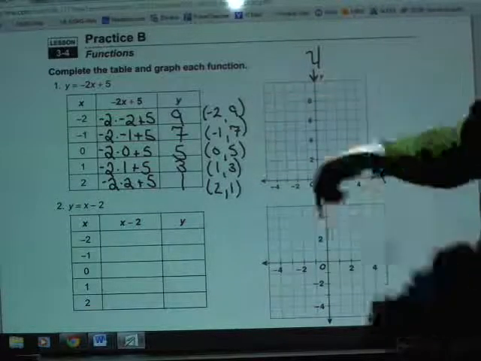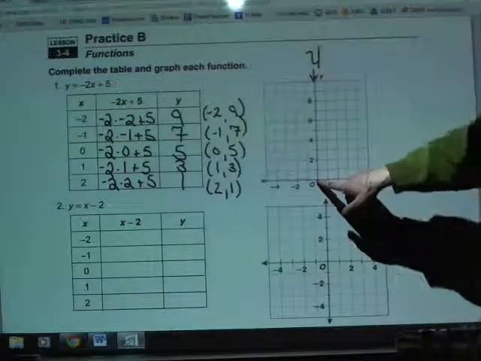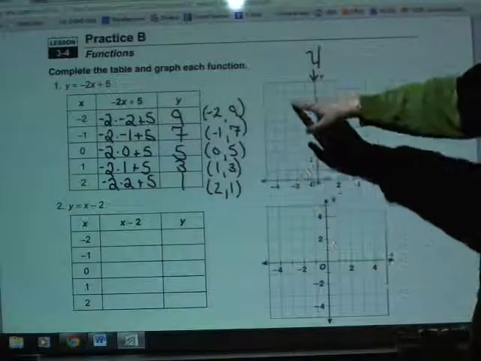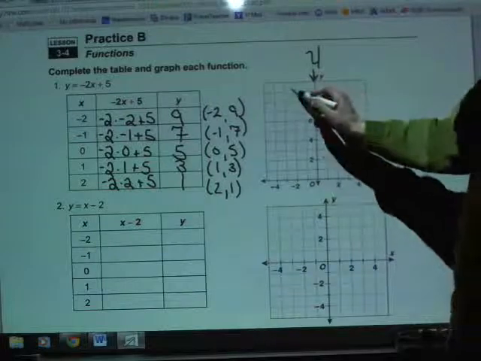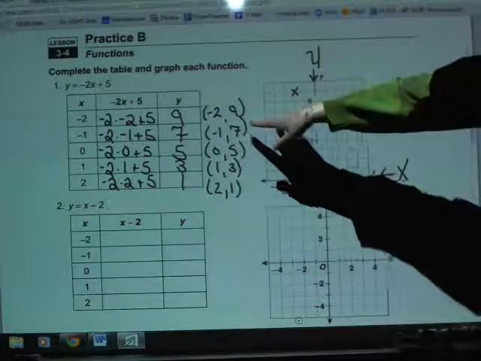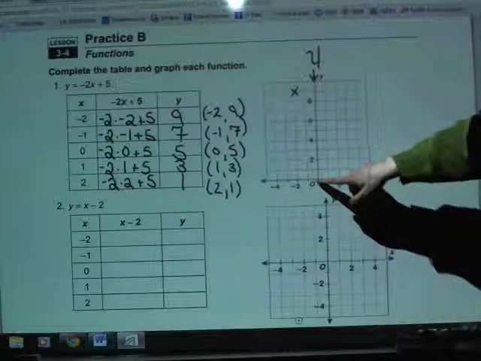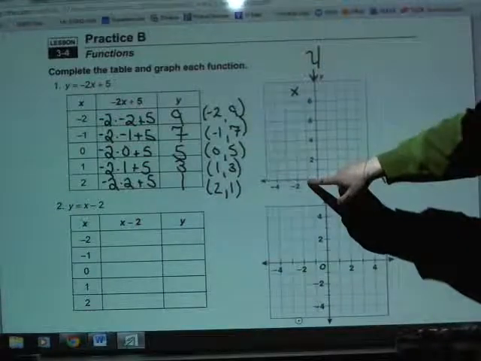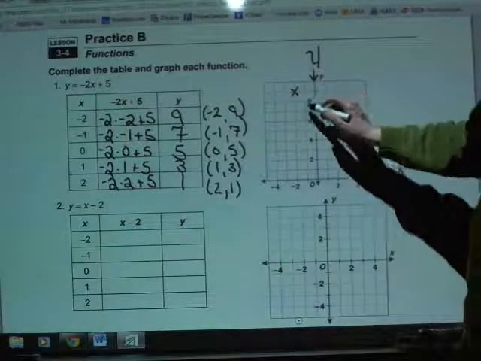So the first one, negative 2, 9, so from the origin, I'm going to go left to negative 2, and then all the way up to 9, which is quite a ways up. Negative 1, 7 is my next one. So from the origin, I'm going to go left to negative 1, and then I'm going to go up to 7 and put a marker there.